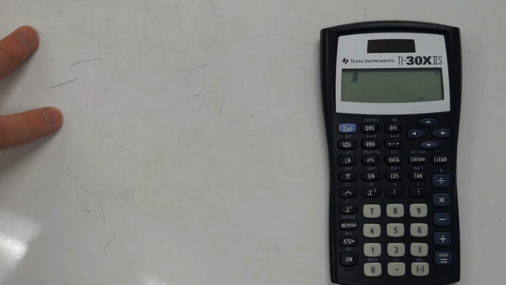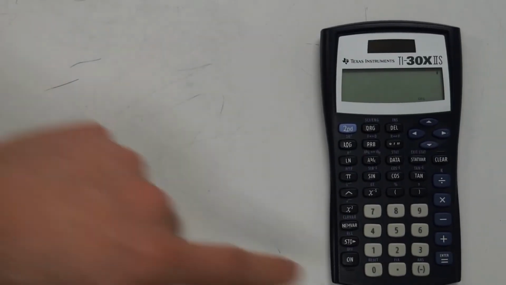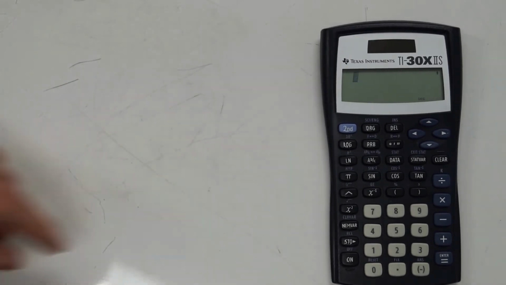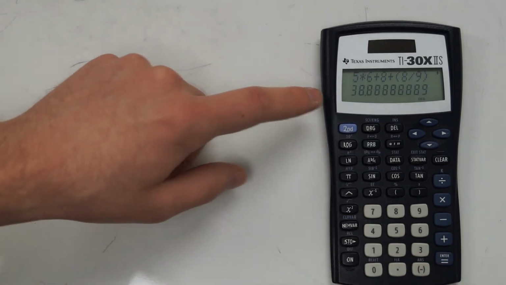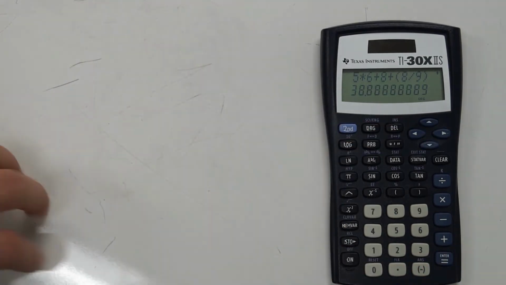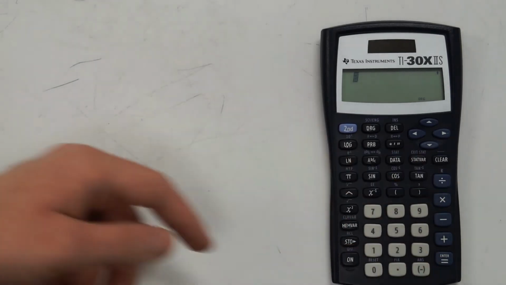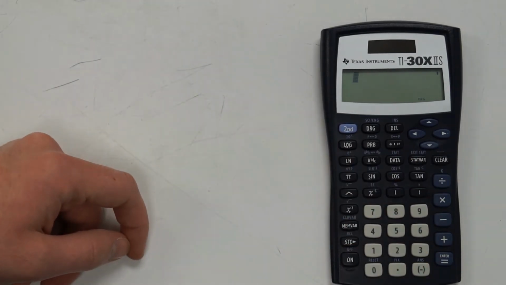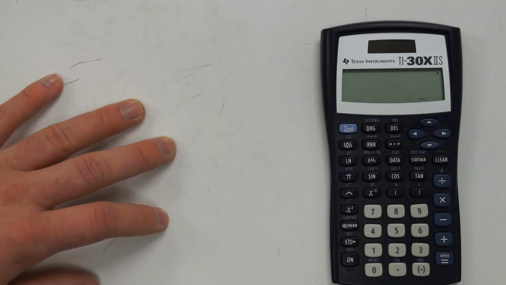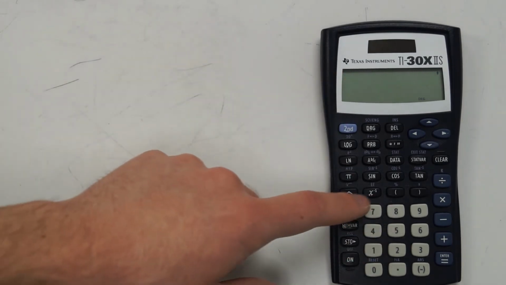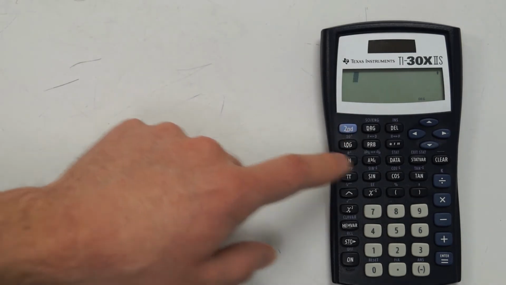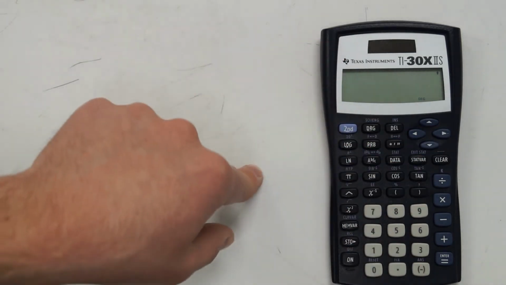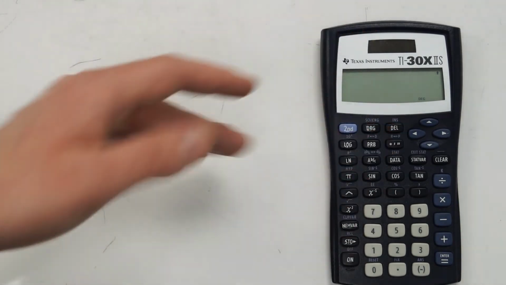Another thing that people should probably know how to use is answer. If you put in an operation and want to use that answer later in a calculation, like finding that answer squared, then instead of putting that entire thing in parentheses and squaring it, you can go to the last thing you calculated and put that in a new calculation.